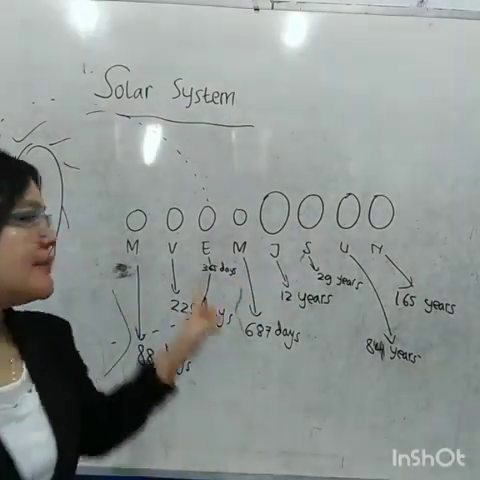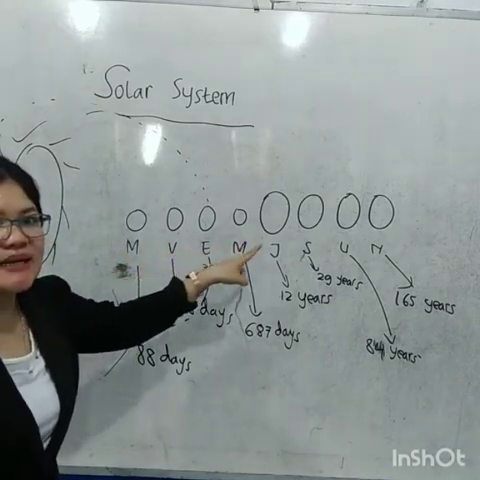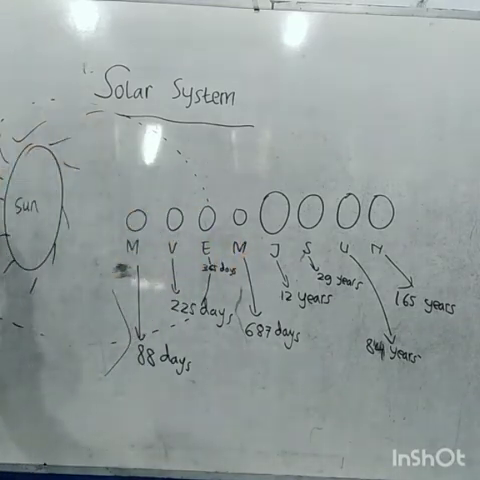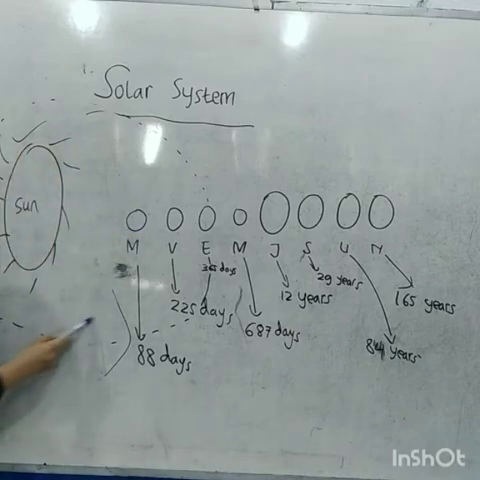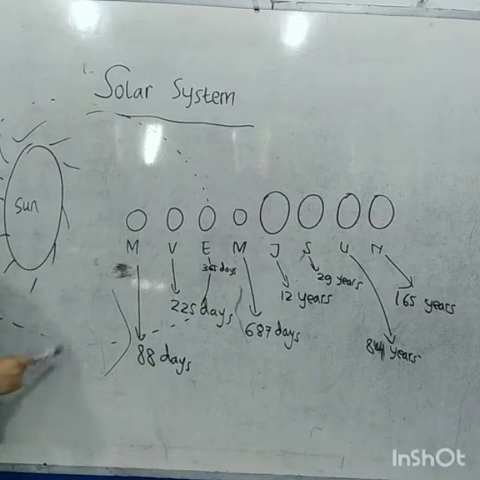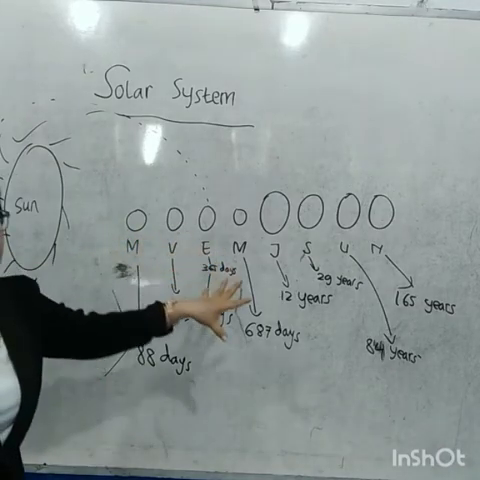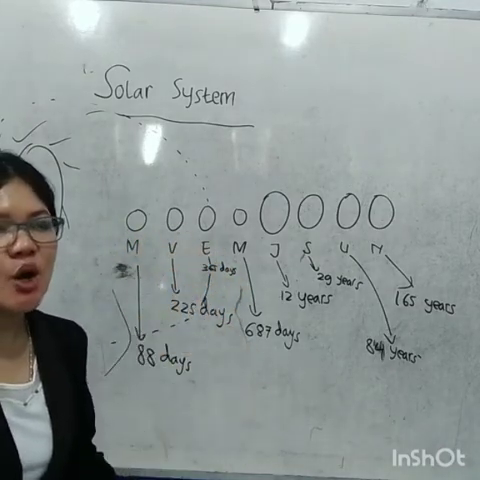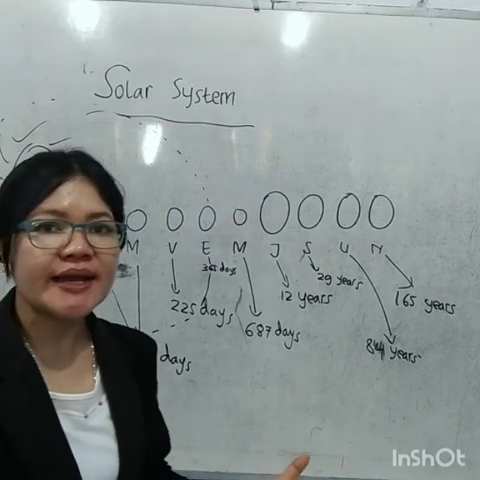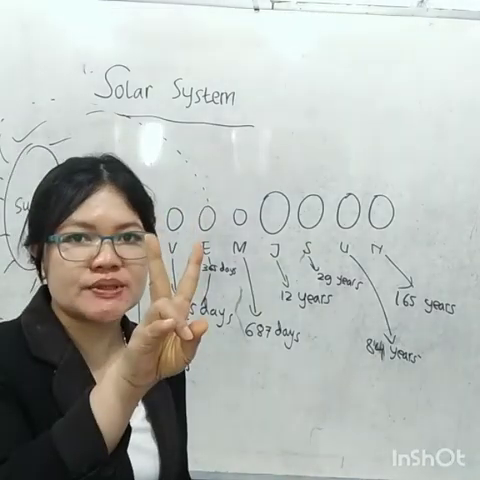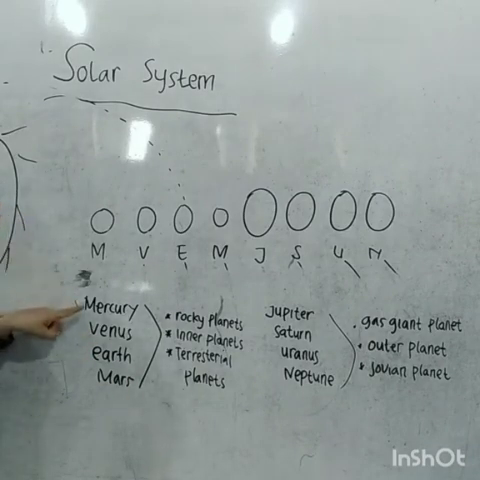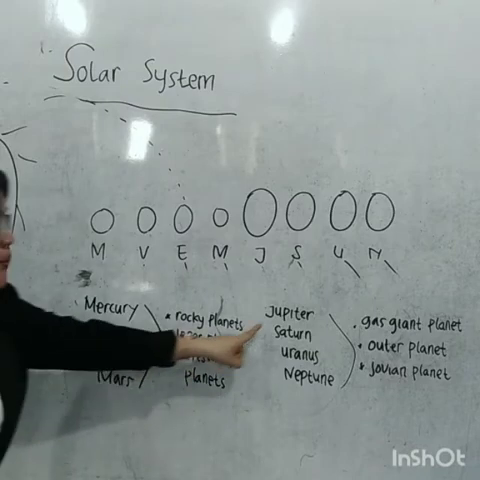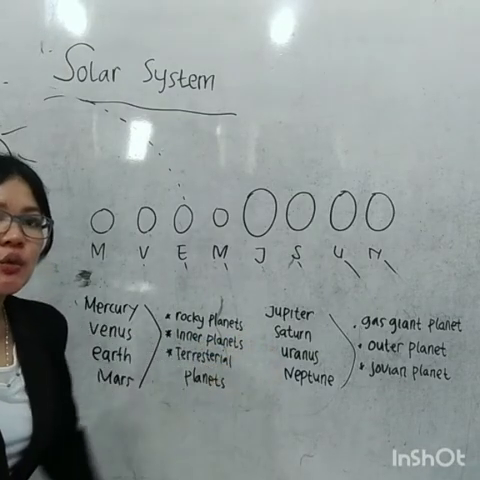Okay? Now, all these planets spin or revolve around the sun. Semua planet-planet ini mengitari matahari. Nah, all the planets have their own characteristics, or we can classify the planets into 2 groups. We can classify Mercury, Venus, Earth, and Mars into 1 group, and Jupiter, Saturn, Uranus, Neptune into 1 group.